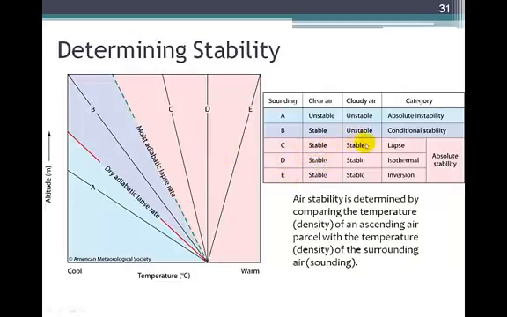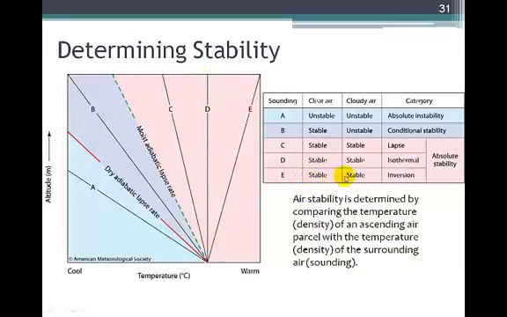So there's just regular old stable, which we call lapse. The category is lapse, and that's C. So that's when the temperature of the environmental lapse rate is cooler above than below. So it's cooling as we go up in the atmosphere. D, which shows a line that's vertical, is when there's no change in the temperature from the surface up to the higher levels of the atmosphere. We call this an isothermal situation. So the lapse rate is a constant here. So the lapse rate shows no change in temperature.